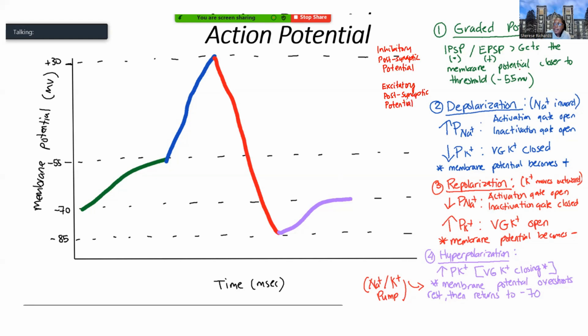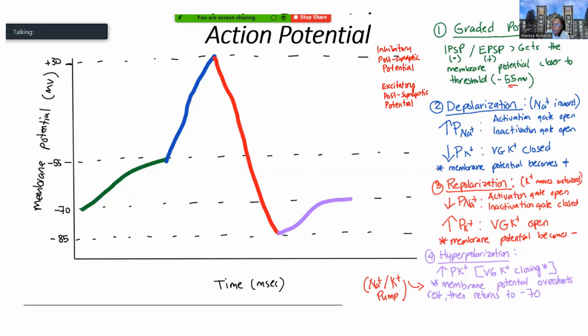Basically, these are types of graded potentials that we will speak about. If it is a negative change, it will be an IPSP. If it is a positive change, it will be an EPSP. These are the types of graded potentials that can undergo summation, either spatial or temporal summation, and could potentially get us to threshold. And then from there, we have depolarization, which is the increase in the membrane potential from negative 55 to positive 30. Here we have activation gates open, inactivation gates open, and potassium channels closed.